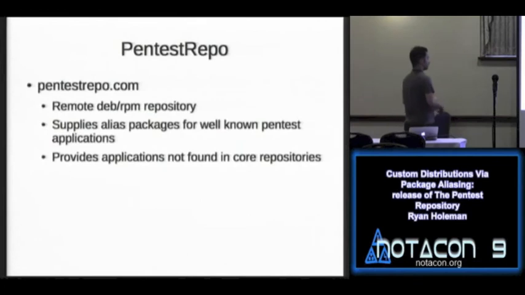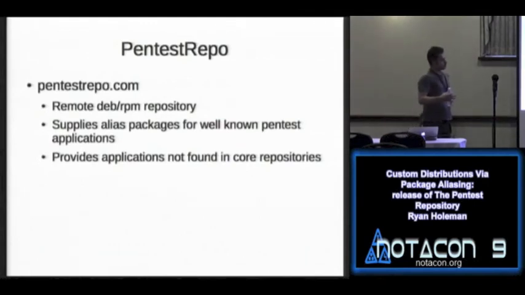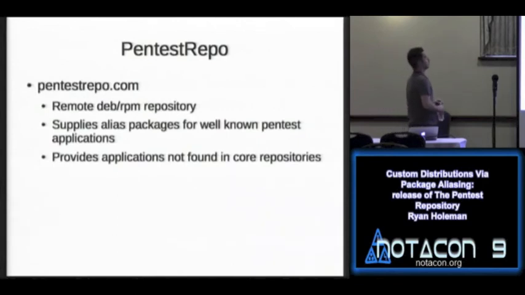So, onto the nitty-gritty. I took this technique and I created my own repository for it, PentestRepo.com. Basically, it's a remote deb and RPM repository. It supplies a bunch of alias packages for yum and apt clients, and it provides a couple of applications that I've put in that are not in your actual core repository, right? I'm still a little slow on getting these in there.